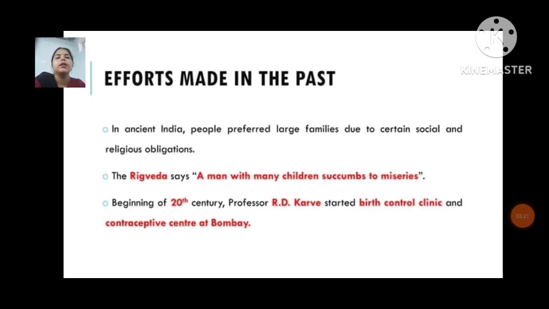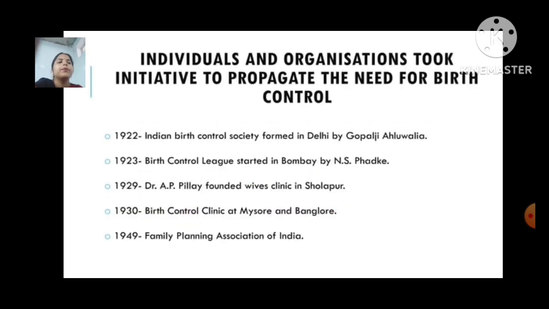Next are the efforts made in the past. In ancient India, people preferred large families due to certain social and religious obligations. The Rig Veda says a man with many children succeeds over miseries. At the beginning of the 20th century, Professor R.D. Karve started a birth control clinic and contraceptive centers at Mumbai.